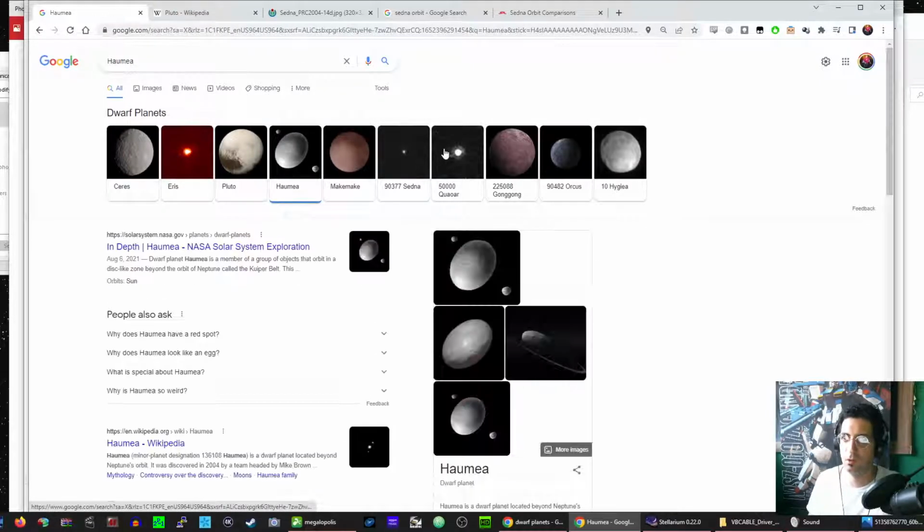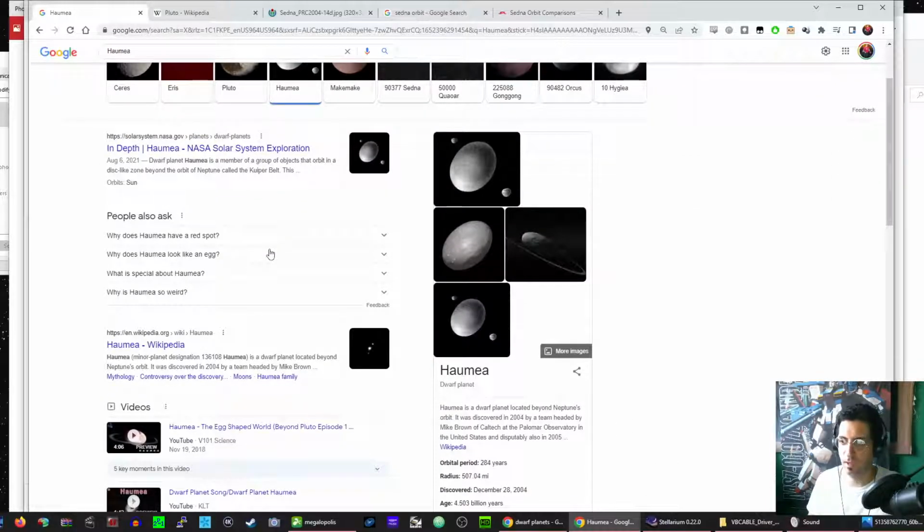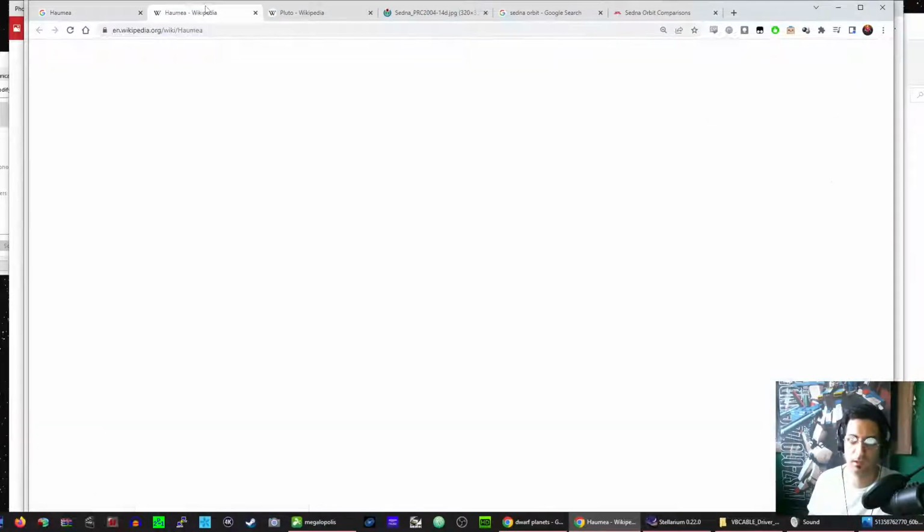But then you got Haumea. And this one here has a 284-year orbital period. So that's a little bit more sane.